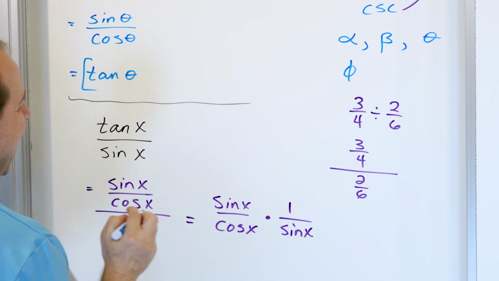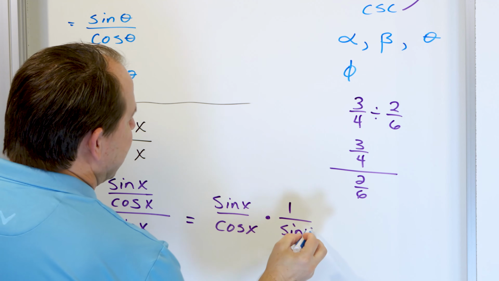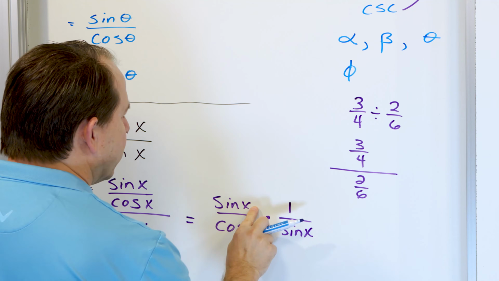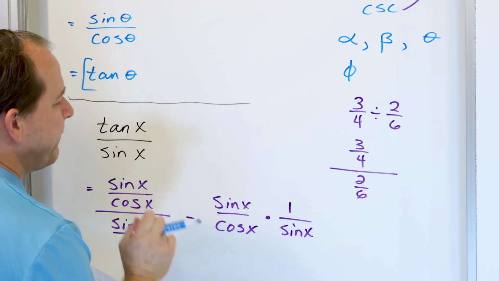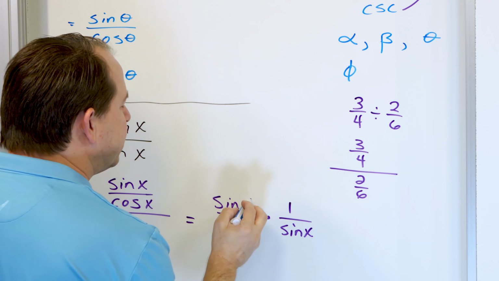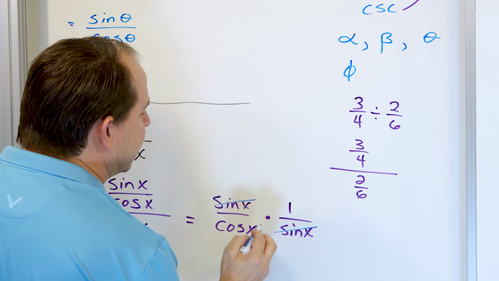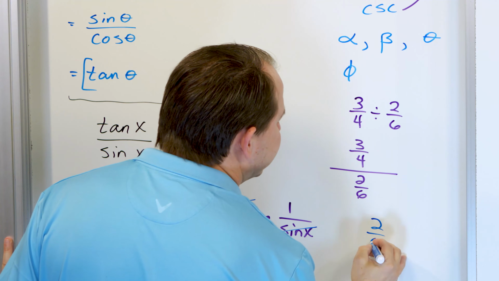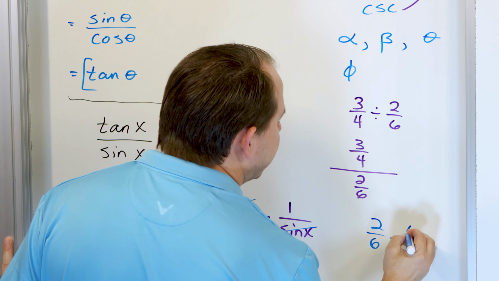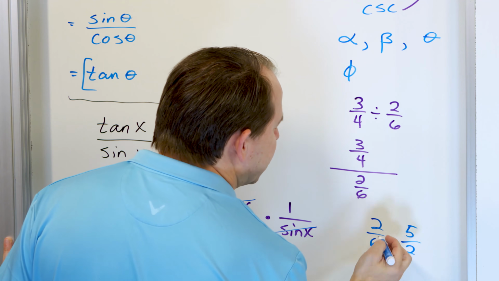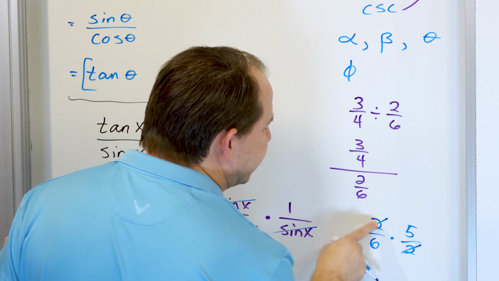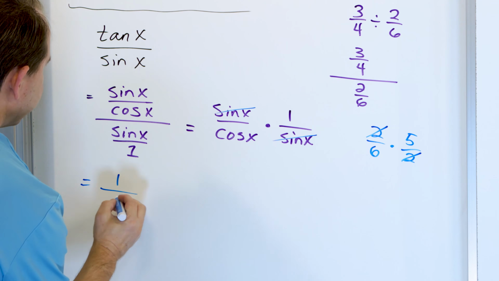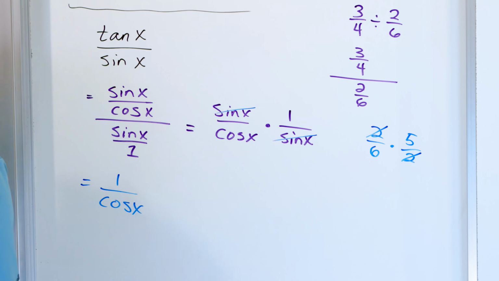All right, now notice what we have though. We have a sine on the top and a sine on the bottom. And just like numbers, sine of this, whatever the angle is, is going to give me a number back. Sine of the same angle will give me the same number. So I can strike through it and cancel it because they're essentially dividing. Just like when you have 2/6 multiplied by 5/2. The 2 on the top and the bottom, you can cancel through them because they're essentially dividing away, giving you 1. And all I have left now is 1 over cosine of x.